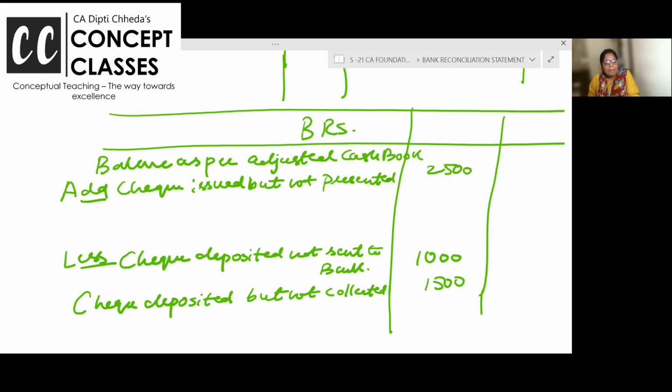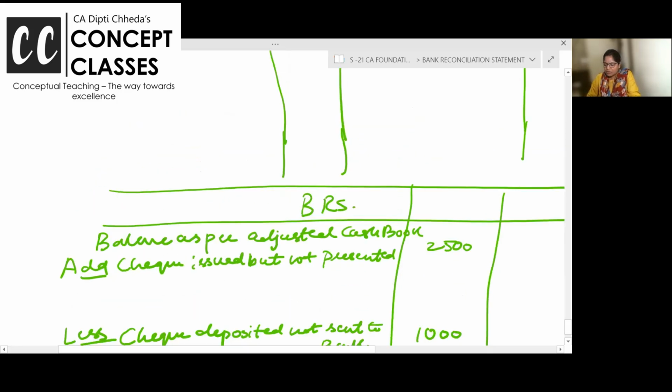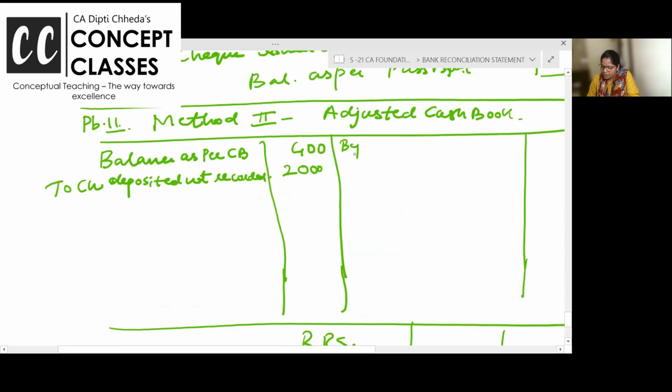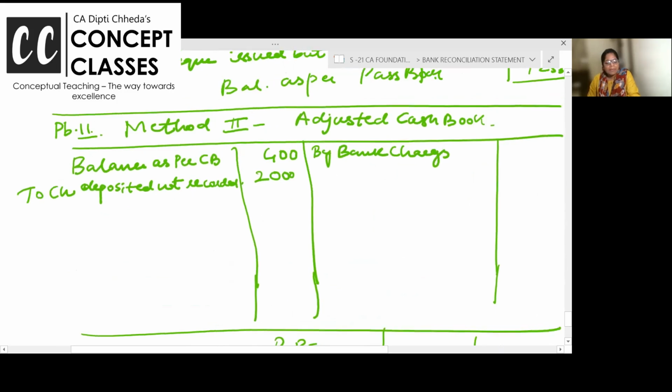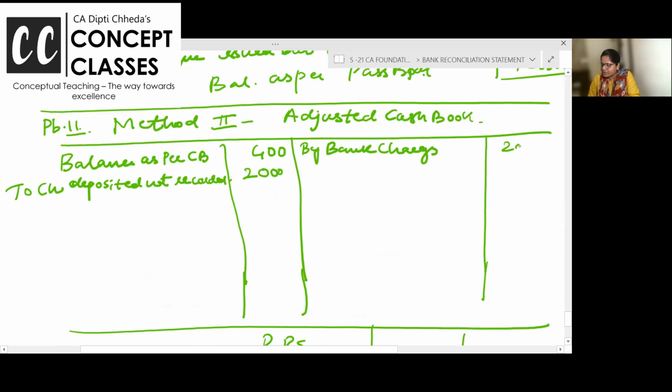Now next, bank charges debited in the passbook. So I should also credit in my book the bank charges. The bank debited, so we also credited 200. Interest is allowed in passbook only. In the passbook, interest is allowed means credited. So you debit it here also, to interest received 100.